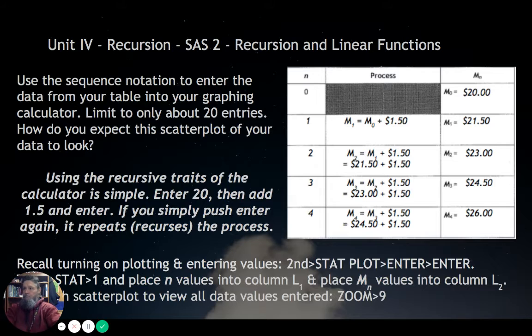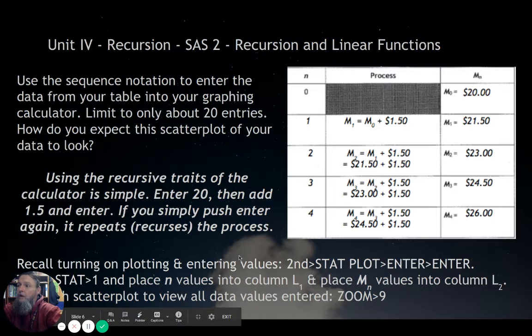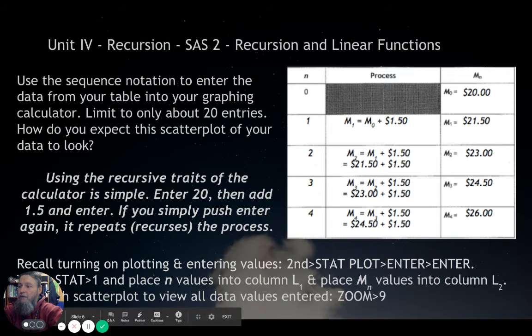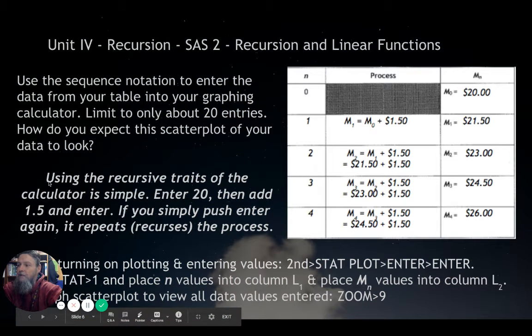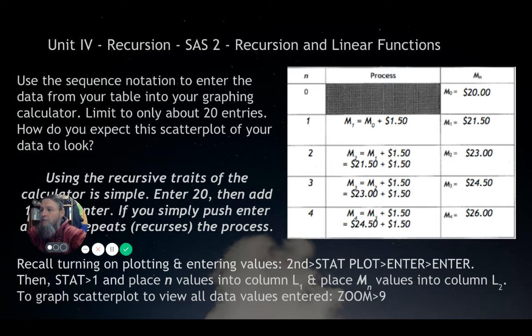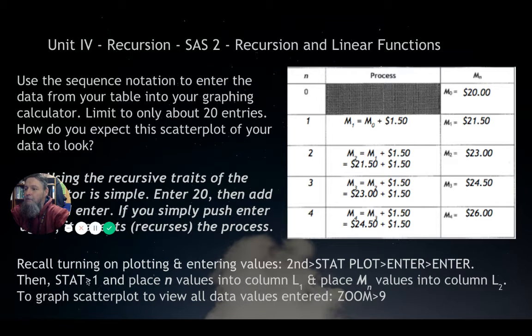All right. We're going to use the sequence notation to enter data from your table into your graphing calculator. We'll only have about 20 entries. And how do you expect the scatter plot of your data to look? We're going to use the recursive feature of the calculator, which is simple. Enter 20, then add $1.5 and enter. If you simply push enter again, it repeats and recurses the process. I'll show you what that means here in a second. If you turn on plotting and enter values using this process, you can see it. It works pretty easy. We'll do that real quick here.